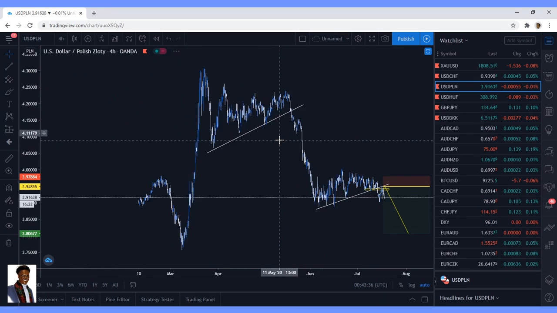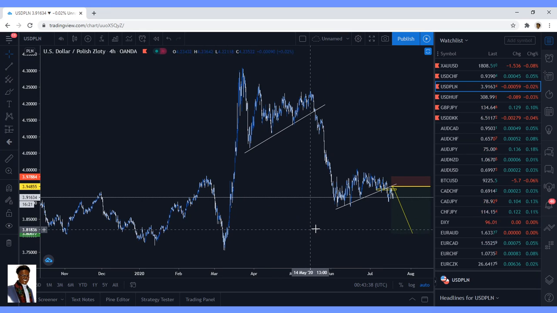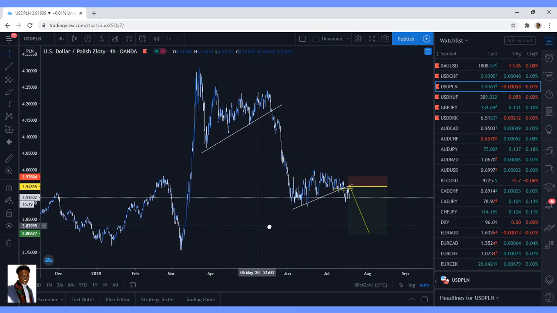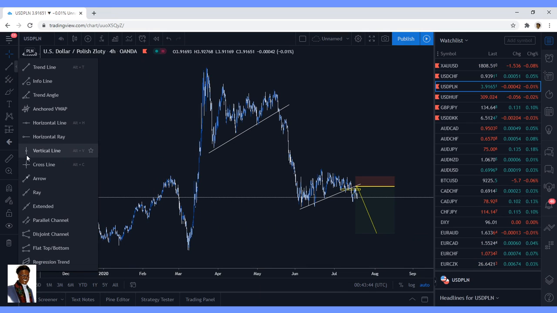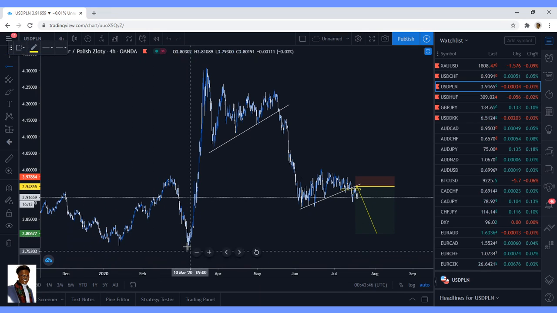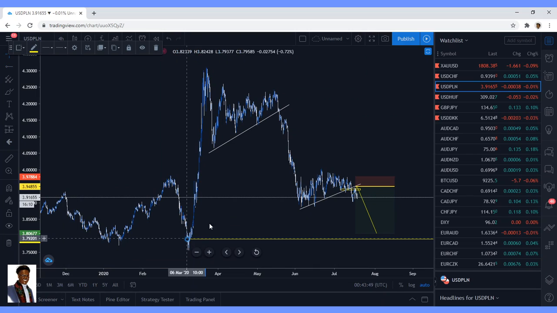But I do have a short bias on US dollar Polish zloty. I'm expecting this downside movement to continue. And I would like to see price at least return to some of these previous lows down here.